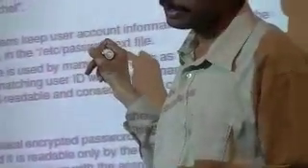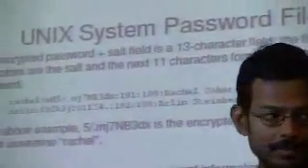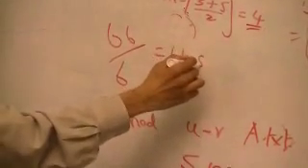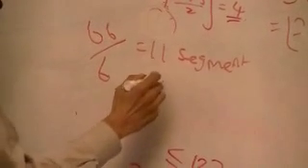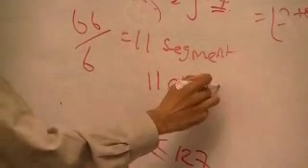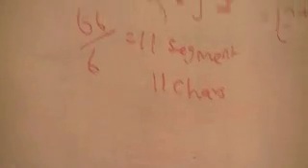Now, if you look at the file and count the number of characters that I told you represent the password, you will actually come across 13 characters. So far we said that 66 bits divided by 6 gives 11 segments, and each segment is transformed to a character, right? Which means there should be only 11 characters in the encrypted password. But here we have 13 characters.